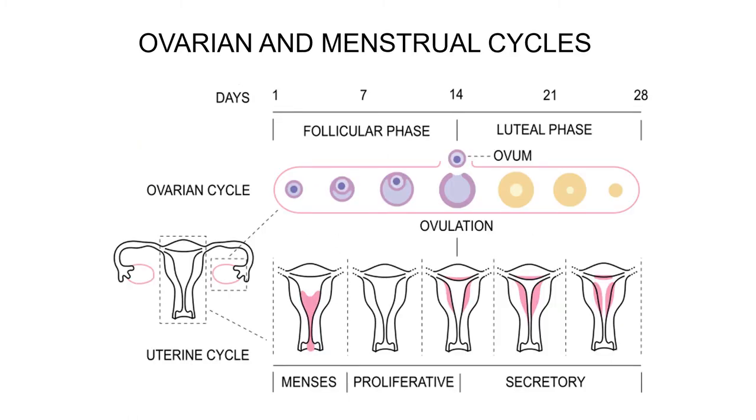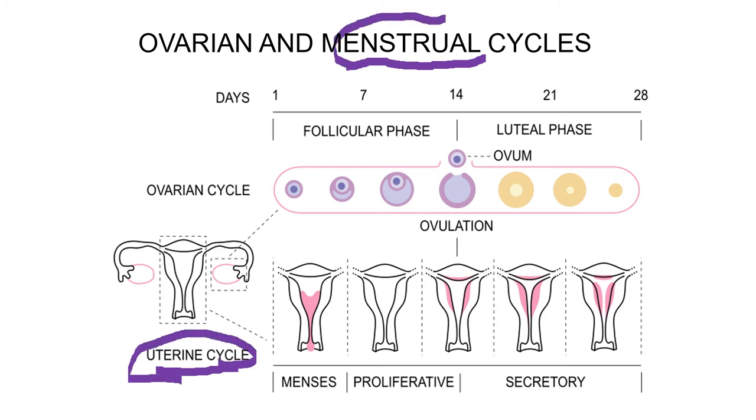Okay, so on this picture, we're bringing it all together. Once again, two different cycles, but they're happening on the same calendar. The ovarian cycle is happening in the ovaries, the menstrual cycle is happening in the uterus. So as you can see, just based on the title, here's the menstrual cycle. And then down here in the picture, you can see it's called the uterine cycle. I did that on purpose because I want you to know that these are the same thing. Okay, menstrual cycle slash uterine cycle, same thing.